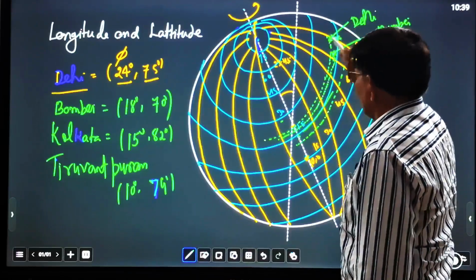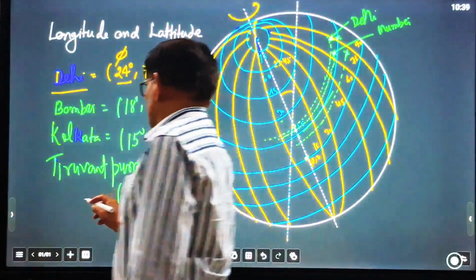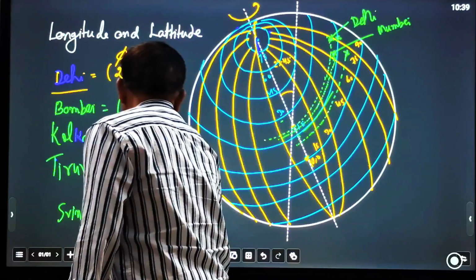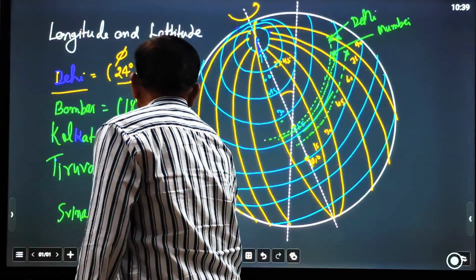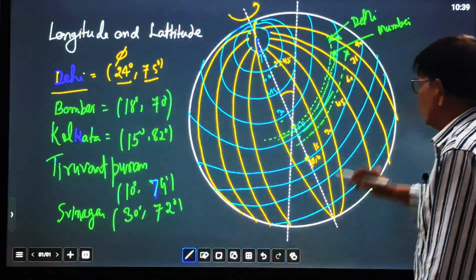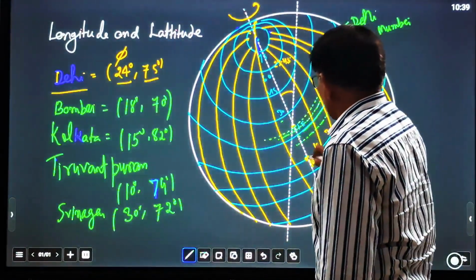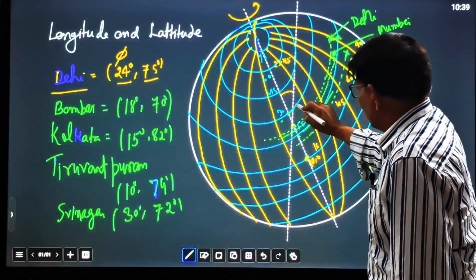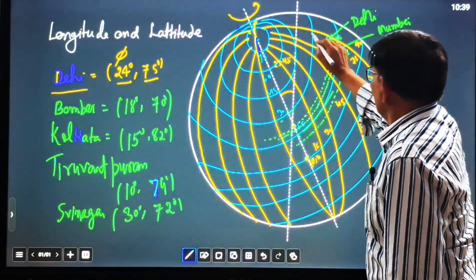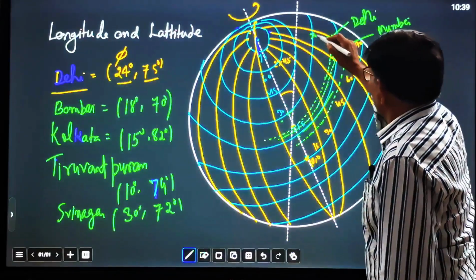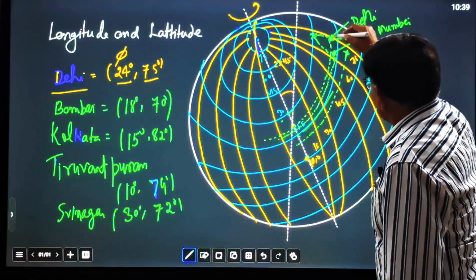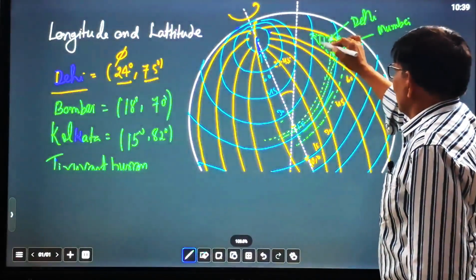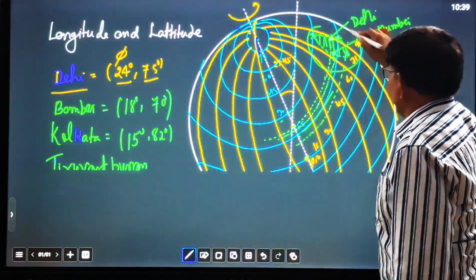If you join these points, suppose one more point, Srinagar, Kashmir. Here we take 30 degree and 72 degree. These are arbitrary values. So we will reach 30 degree along the latitude, and along the longitude we will reach up to 72 degree. So here you will find a point, Srinagar. Now joining these points, you will see an image like India. This is the way you can draw it; the position of India will be in this region.